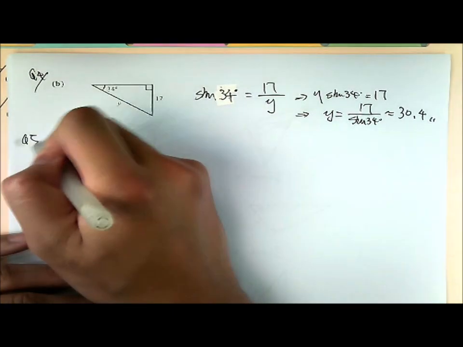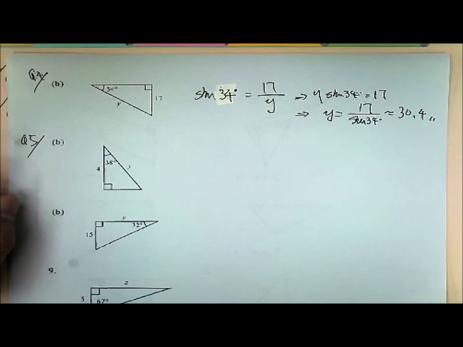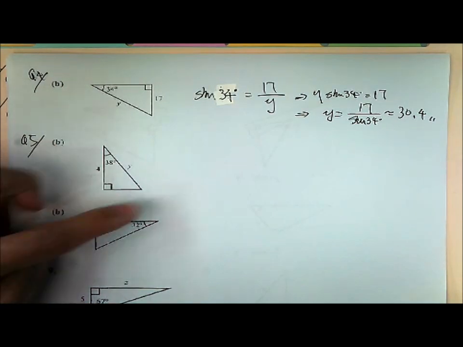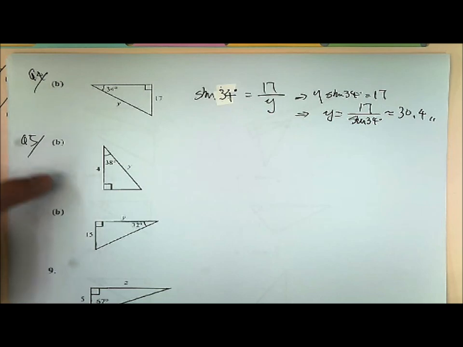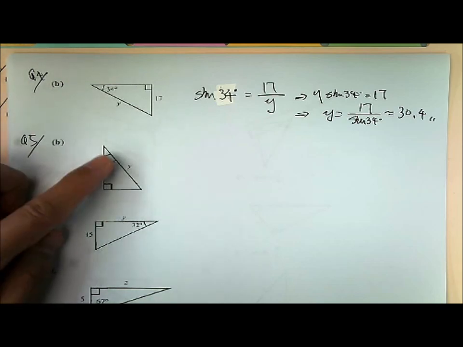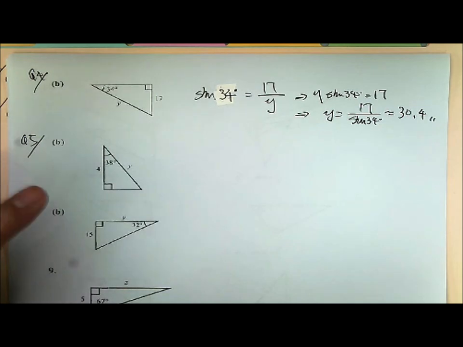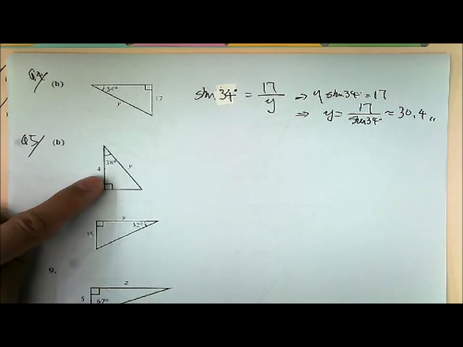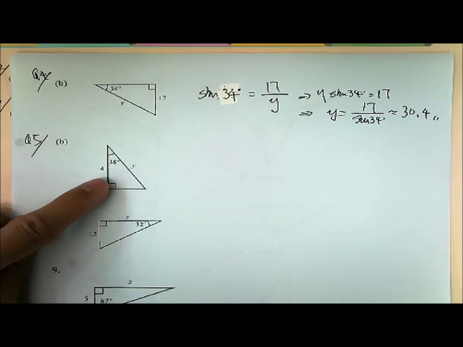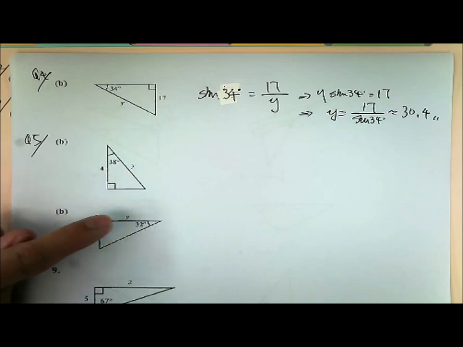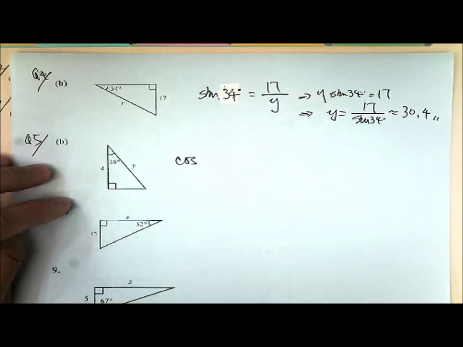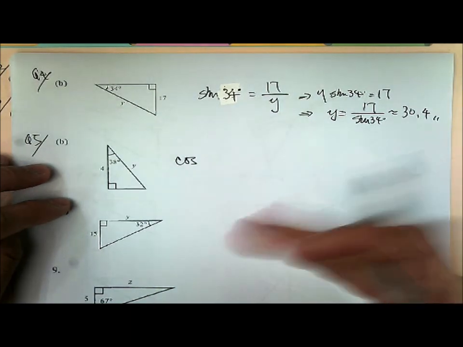And then go to question 5b. Look at here. Do you involve the longest side in your calculation? Yes, because this y is the longer side. So it should be using sine or cosine, not tangent. So look at this 4. Is it the opposite side of 38 degrees or the adjacent side? Adjacent side, right? So it's not the opposite side, so you cannot use sine, but only cosine here. Every time you have to recognize which one you have to use.